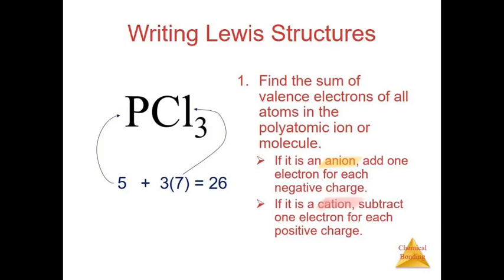In this example, we're dealing with PCl3, so phosphorus trichloride. Phosphorus is in group 15, so 5 valence electrons. Chlorine is in group 17, so again, that's the group that they are in. So it has 7 valence electrons, but there are 3 atoms of chlorine. So 3 times 7 is 21. You add that up, we have 26 total valence electrons that we have to find a home for.